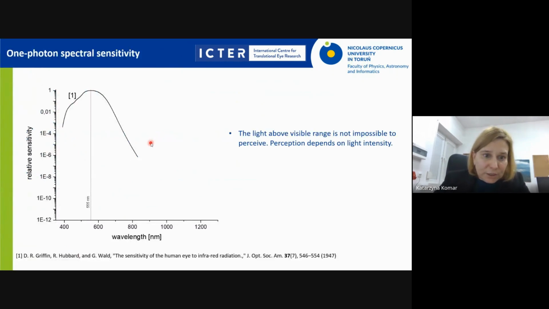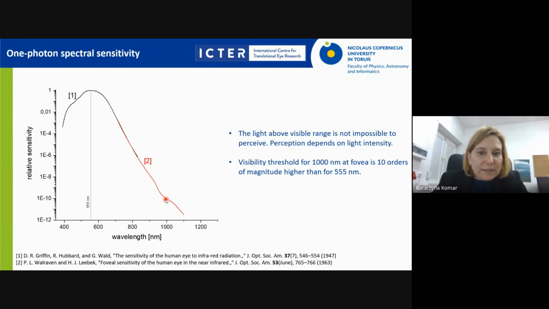So probably you are aware that light above the visible range is not impossible to perceive. Perception depends on light intensity. And we know, for example, that 1000 nanometer light can be perceived. However, the visibility threshold would be 10 orders of magnitude higher than at the maximum of sensitivity, which is in the fovea center. It is like 555 or 556 nanometers.